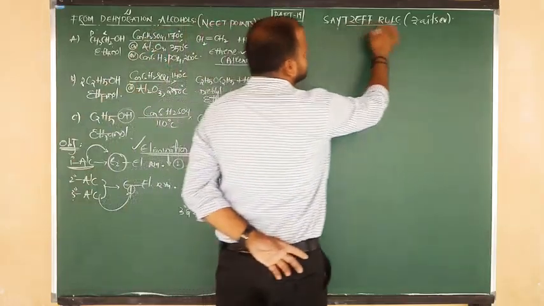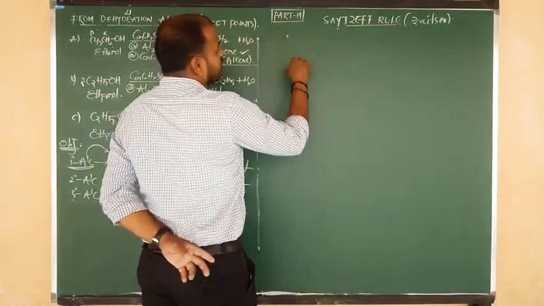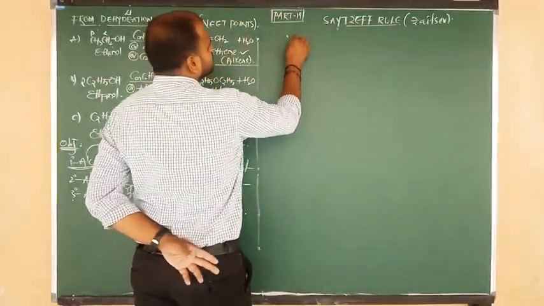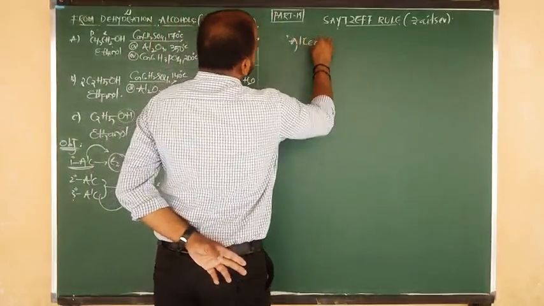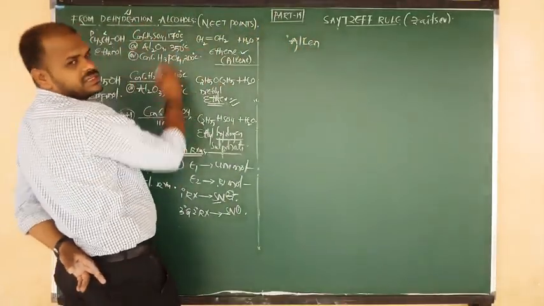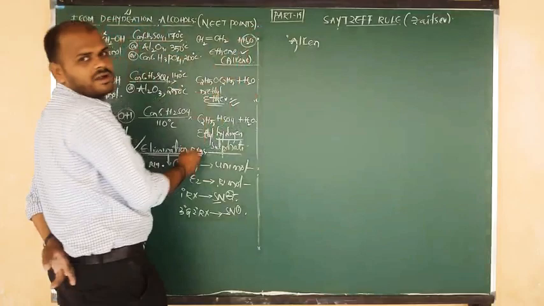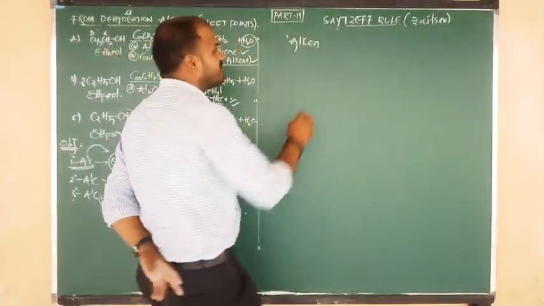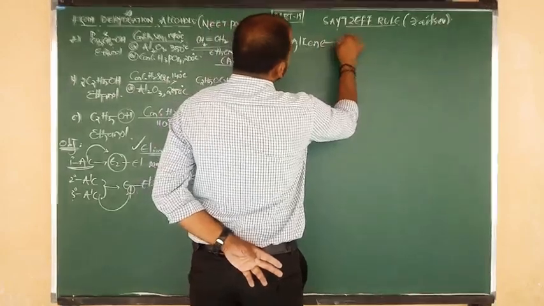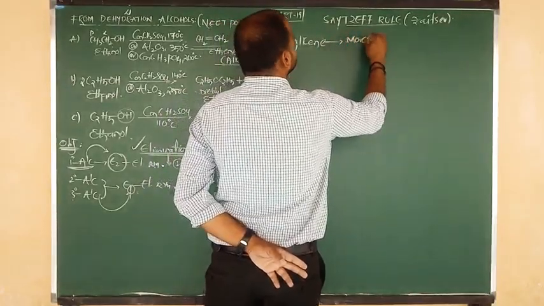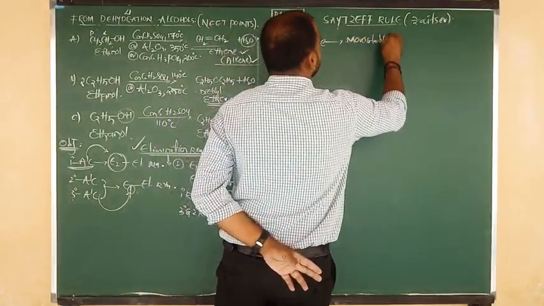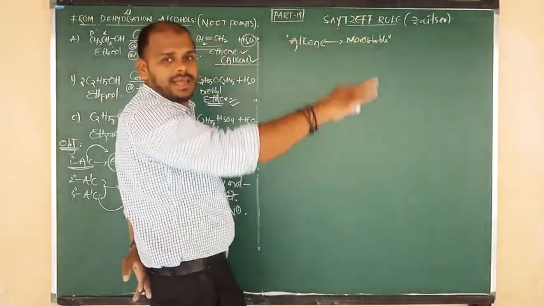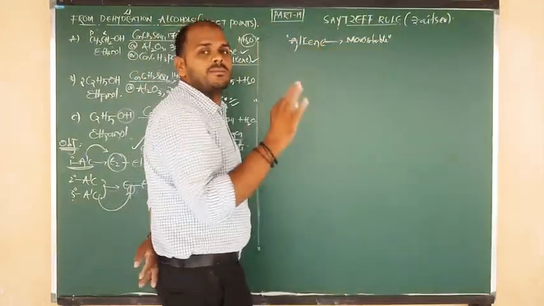Saytzeff's rule. What is meant by Saytzeff's rule? In elimination reactions, in dehydration, after the loss of a water molecule, the product we get is an alkene. So which type of alkene is more stable? This is the question. In elimination reactions, which alkene is more stable?